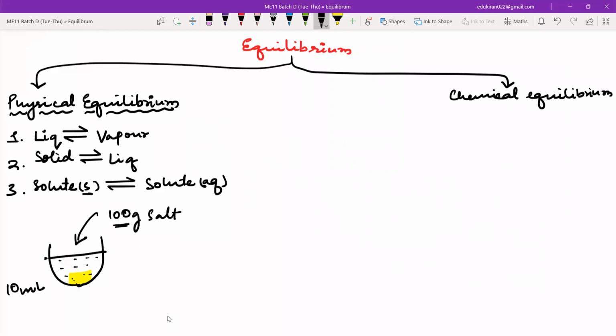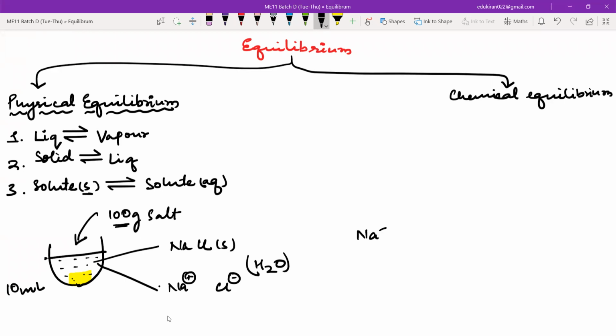What is happening? In this solution, we have two things. We have NaCl that is in solid state. We also have Na+ ions and Cl- ions, and all of these are in water. So NaCl is solid, which we can see is not getting dissolved, and there are some Na+ and Cl- ions. So you will have two things happening.